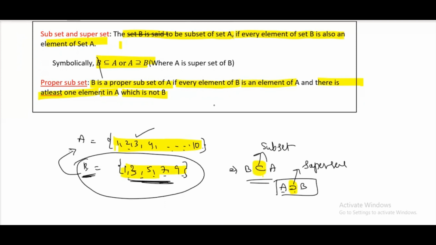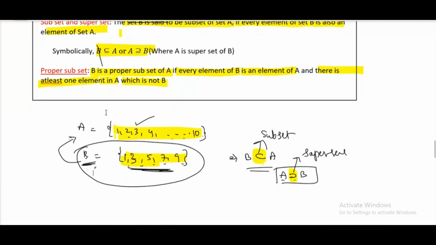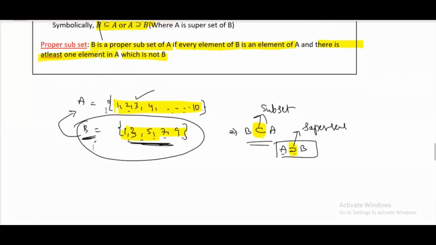So this is called a proper subset. In subset, particularly, it is called a proper subset. So generally, how many subsets can we take? See, I'll take a simple example. Before going to subset, first we have to discuss what is meant by null set.